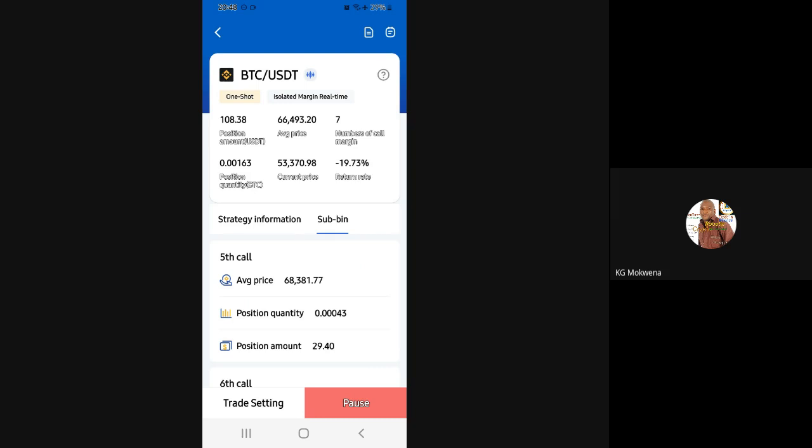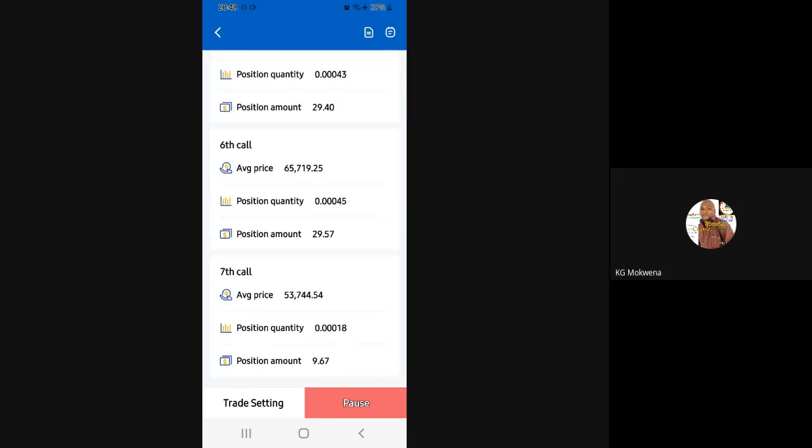So now let's look at position number 7. Look, go down a bit. We are on 53,300. Yes. Look at position number 7. You can see position number 7 is now at 53,700, which is so close to the current market because it was just done now.